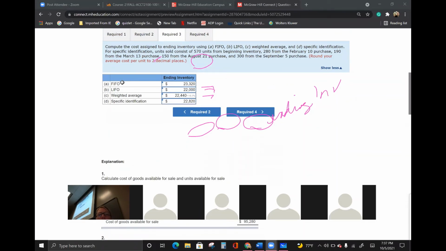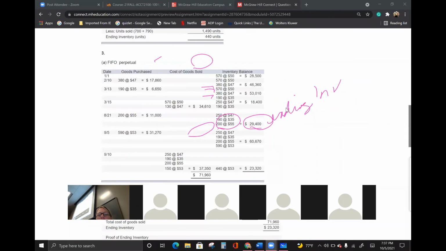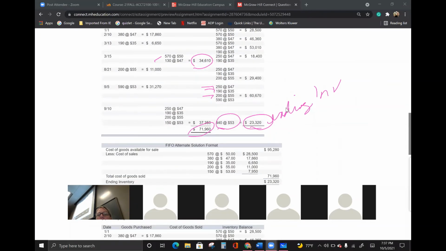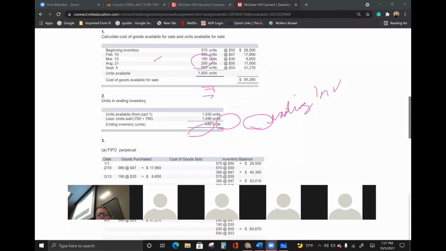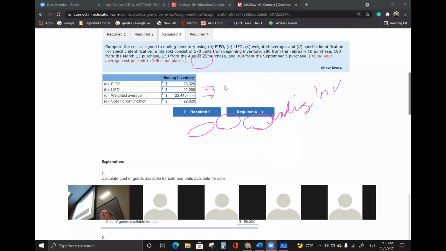So it says, what was the ending inventory for FIFO? Well, we just figured that out. It's right here, that 2320. And you key it in. So you have to know how to work through it. We did those tables first to do those homeworks and know how to work through it, and then you can do this one. Okay.